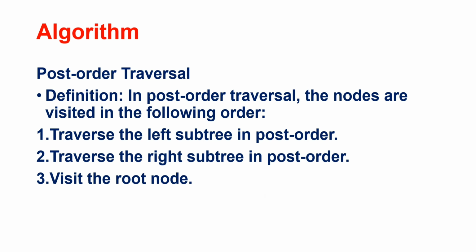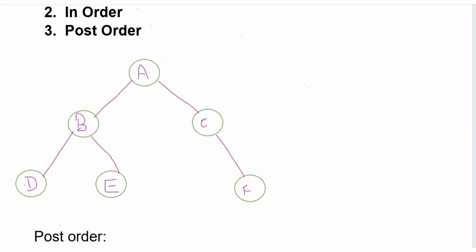Why use post-order traversal? Post-order traversal is particularly useful for deleting a tree or evaluating a postfix expression in expression trees. This is the algorithm and definition for post-order traversal. The nodes are visited in the following order: first it visits the left, next it visits the right subtree, next it visits the root node.